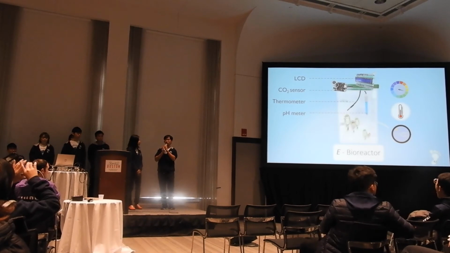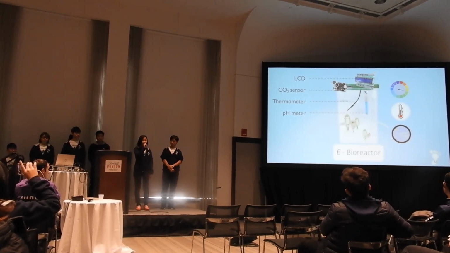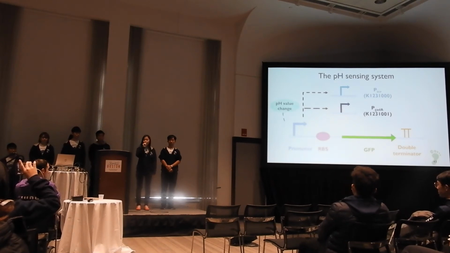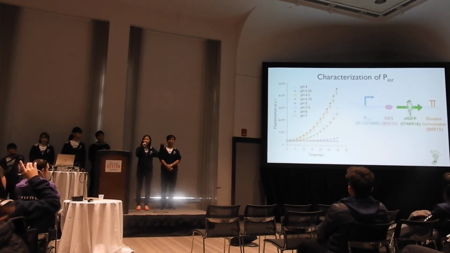So, Judy, can you describe how this pH sensing system works? Of course. Our pH sensing system contains pH sensitive promoters, ASR and GADA. After the induction, the downstream reporter GFP will be produced to report the pH condition of the surroundings. We first use the ASR promoter, which will be turned on at pH values that are detrimental to E. coli growth. This data here shows that the promoter has the highest activity at pH above 4.25.